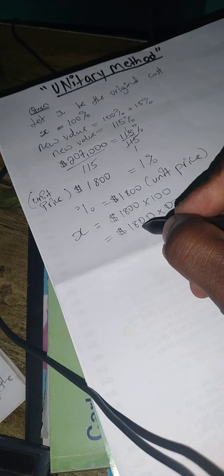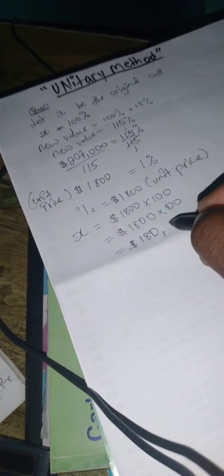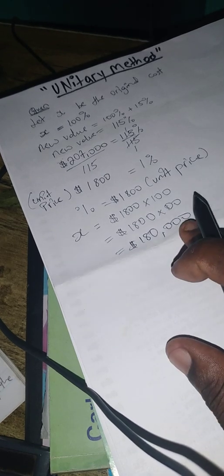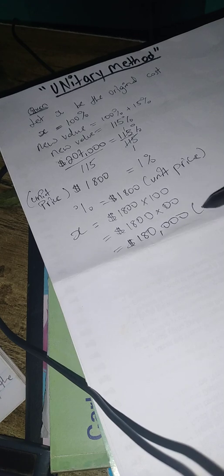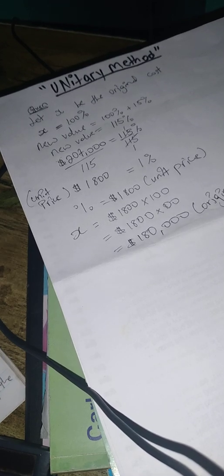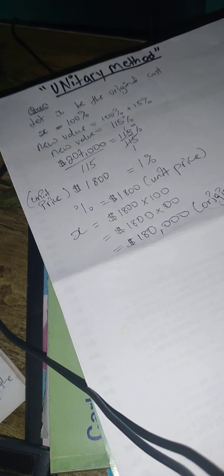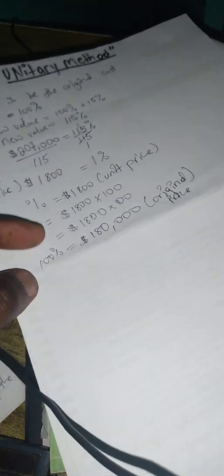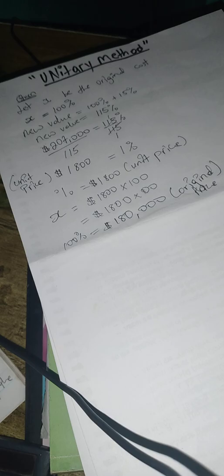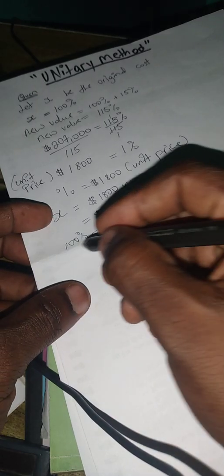Any number multiplied by 100, you just add 2 zeros to it. So now we have $180,000. This was the price before the 15% increase, so this was the original price. This is what 100% represents. So 100%, which is also x, represents $180,000. This now is called the unitary method.